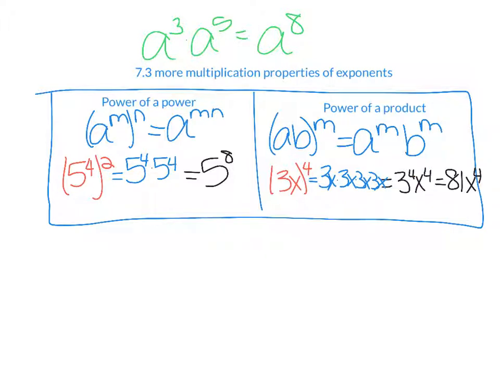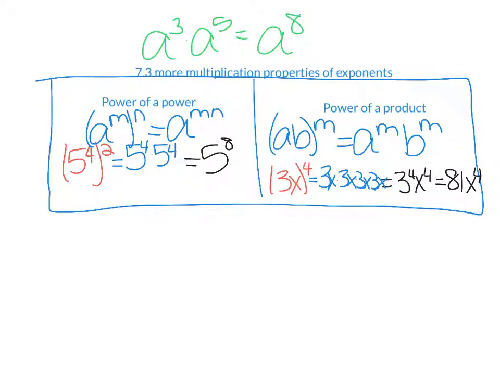So the big thing with this rule, the big common mistake that people make, is they forget about that coefficient in there. Don't forget about the coefficient. You have to raise anything inside the parentheses to whatever power you have up there. Okay, so let's look at some examples here.